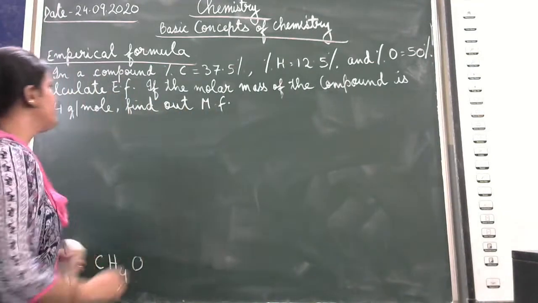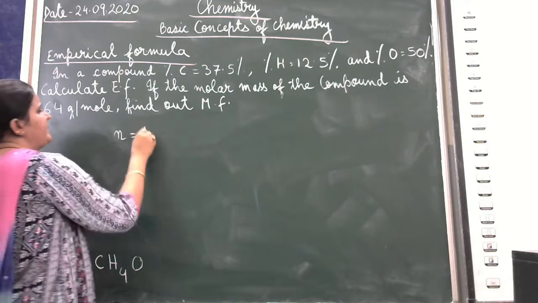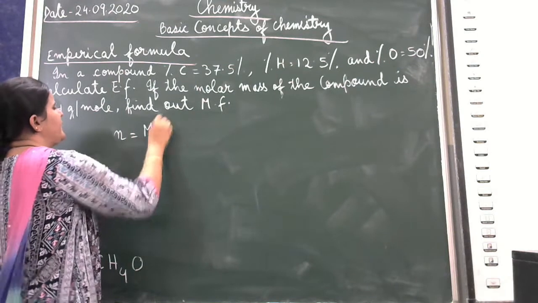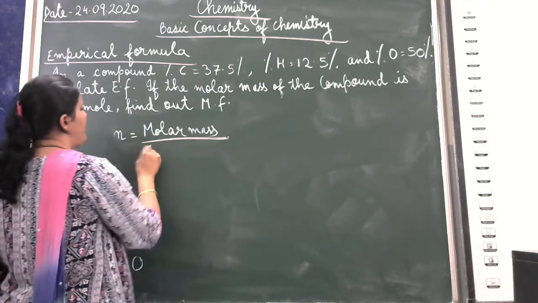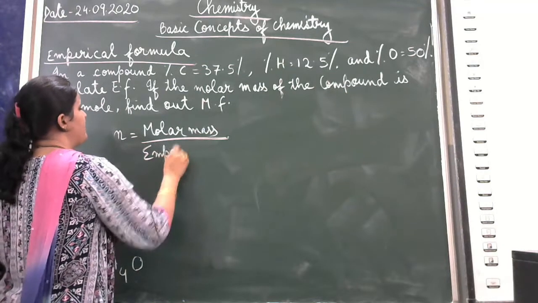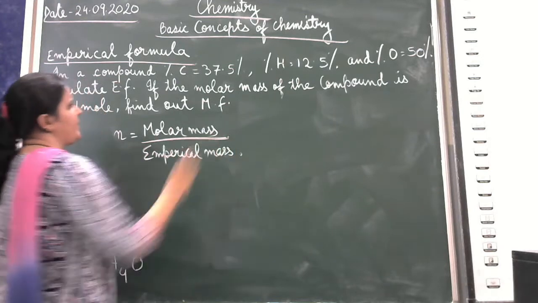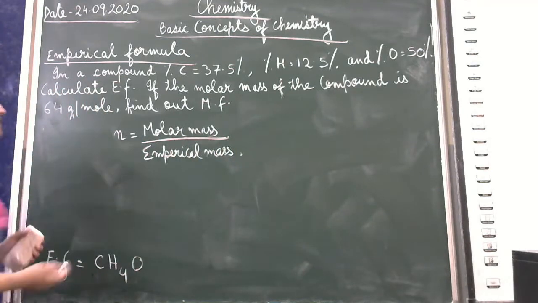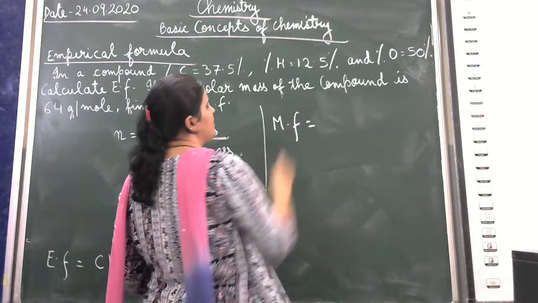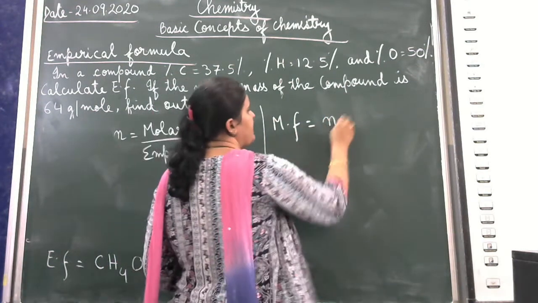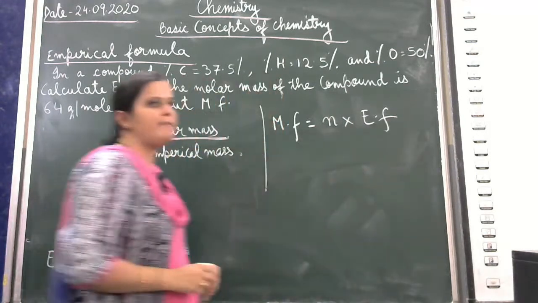So see what I am going to do. I need to calculate a factor n. What is this n? n is actually molar mass divided by empirical mass. Or we can also write it in another form: molecular formula is n into your empirical formula. It is the same thing.